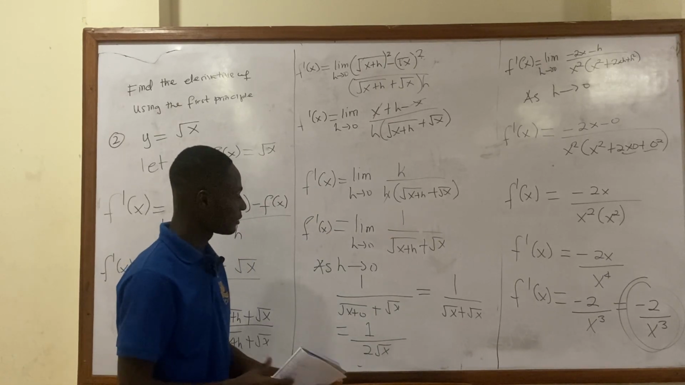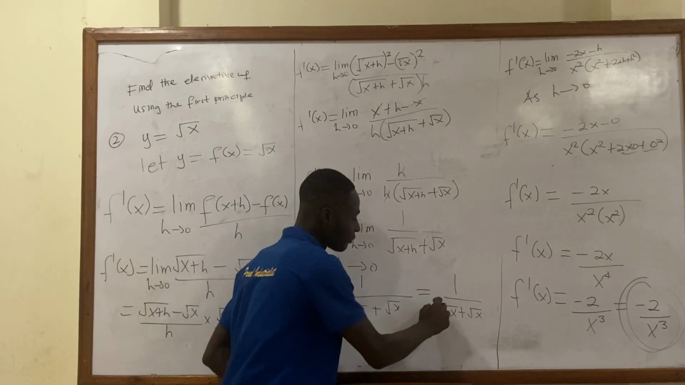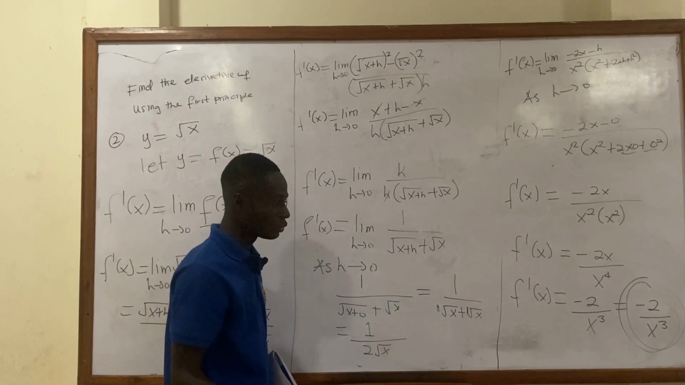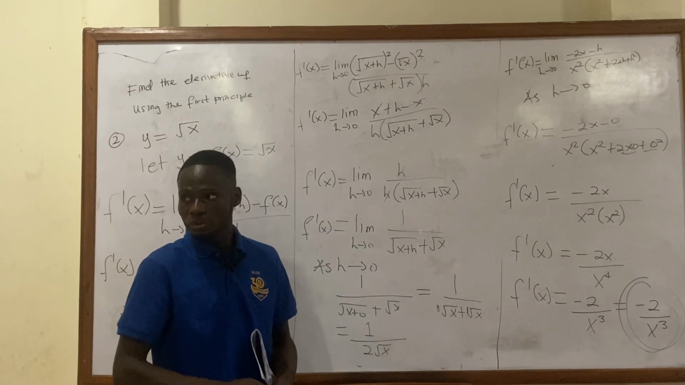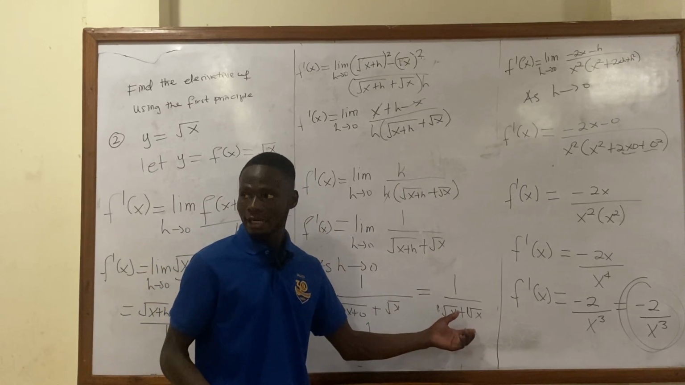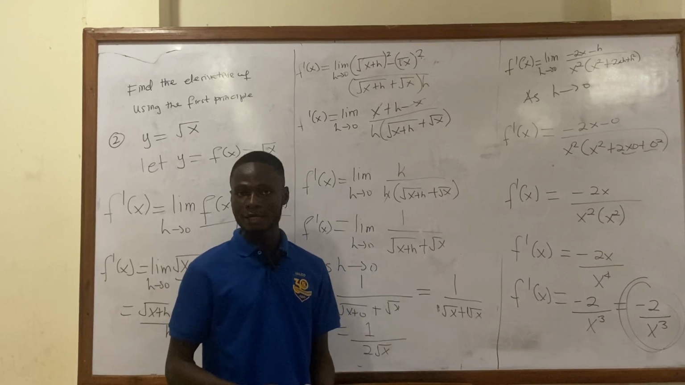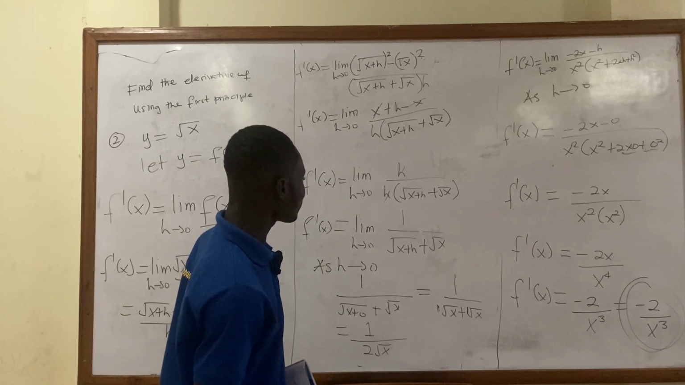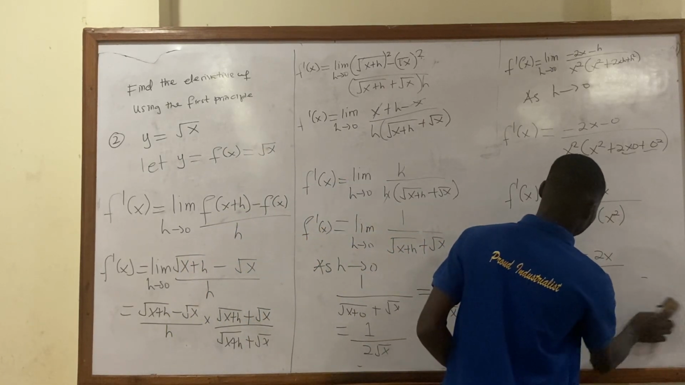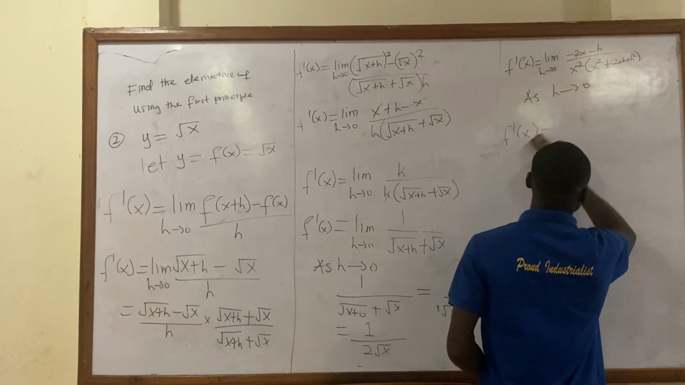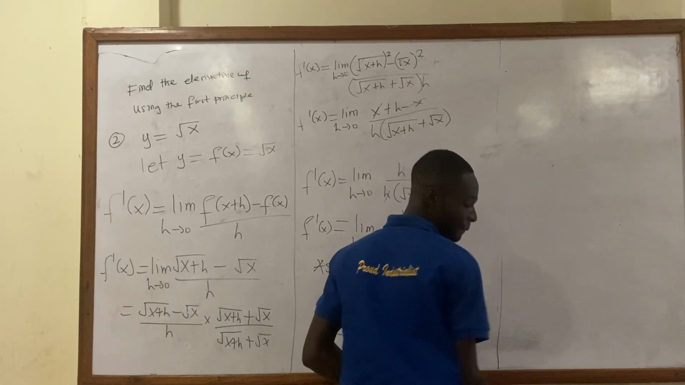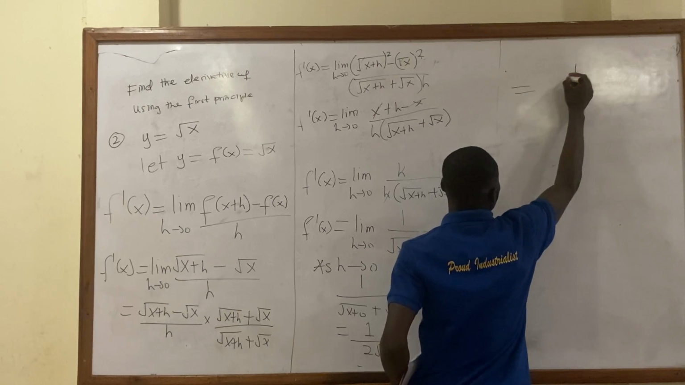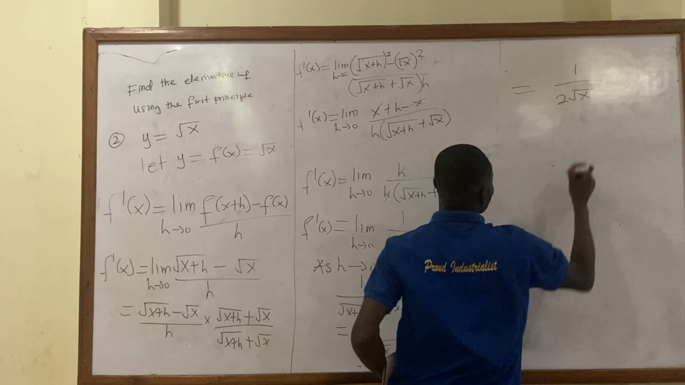All right? Very, very simple. You know that we have 1 here, and we have 1 here. So 1 plus 1 will give us 2, and they are all having the same root. So we have 2 root x. All right? So that is basically what we mean by that expression. So this becomes our final answer, 1 over 2 root of x.